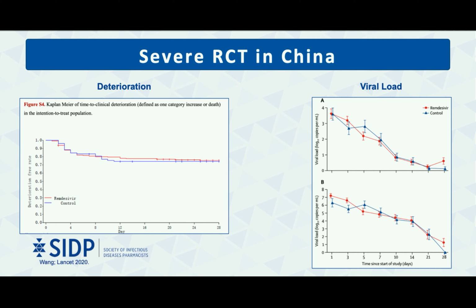Looking at a few other analyses of interest, on the left we can see the Kaplan-Meier curves for the time to deterioration, defined as a 1-point increase in the ordinal scale or death. We can see that there's no appreciable difference between the patients receiving remdesivir therapy or placebo, and the same similarity between arms was observed in the quantitative viral load curves depicted on the right.